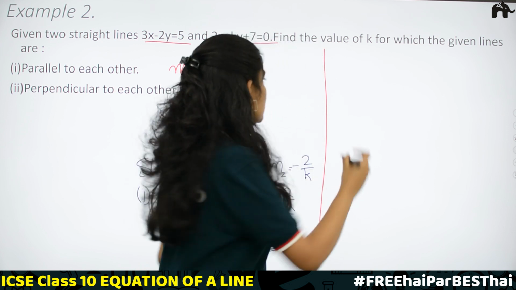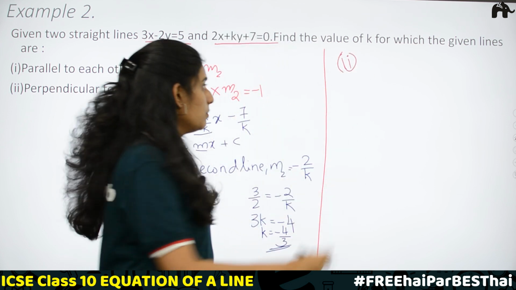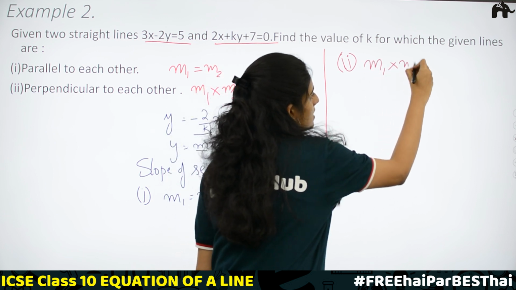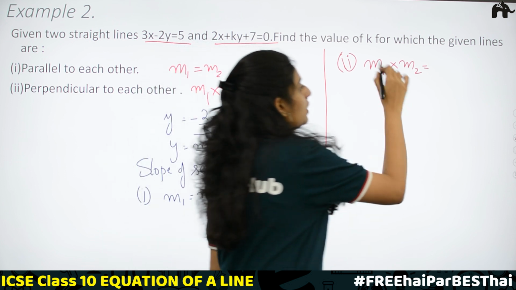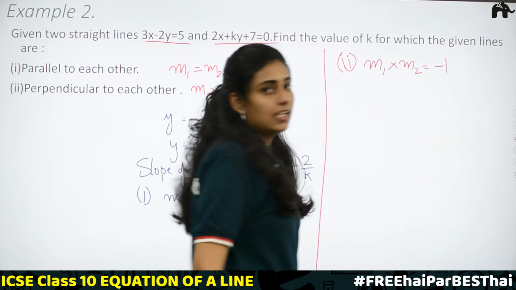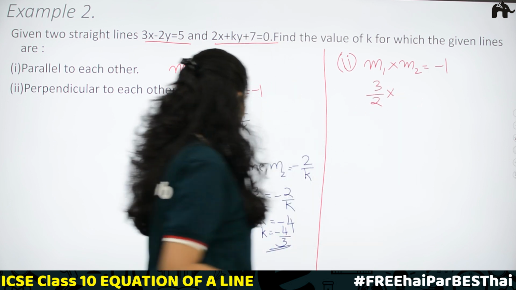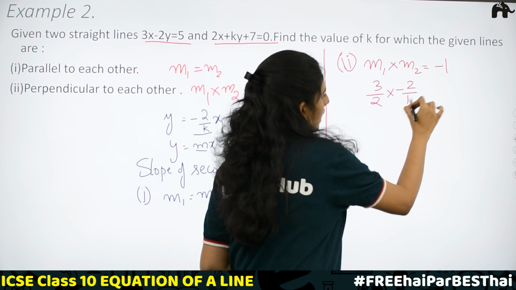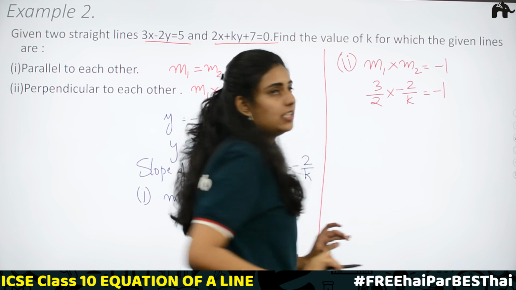Now the second, if the lines are perpendicular to each other. Perpendicular to each other means the product of the slopes of the first and second lines will be equal to minus 1. Here we have m1, 3 by 2, into m2. m2 is minus 2 by k, so 3 by 2 into minus 2 by k is equal to minus 1. From this we are going to find the value of k.